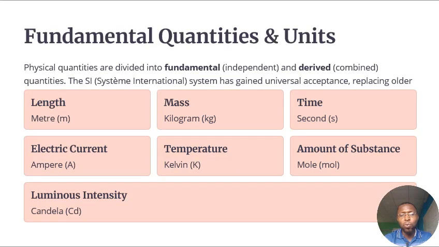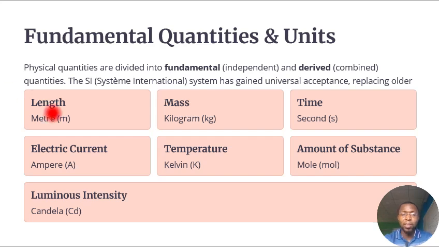Okay, so these quantities are classified into two. We have the fundamental quantities and we have the derived quantities. Now, when we say the fundamental quantities, they are the independent quantities that other quantities depend on. They are the basic physical quantities that other quantities depend on. And they are just 7 in number, as you can see them on the screen. They are not in any order.